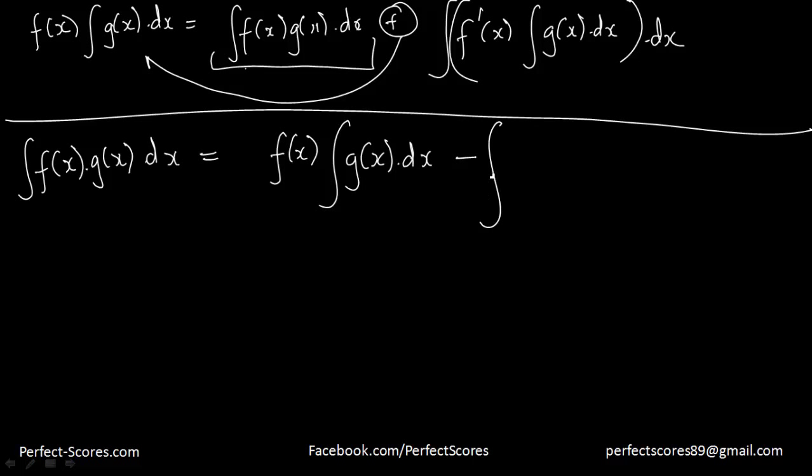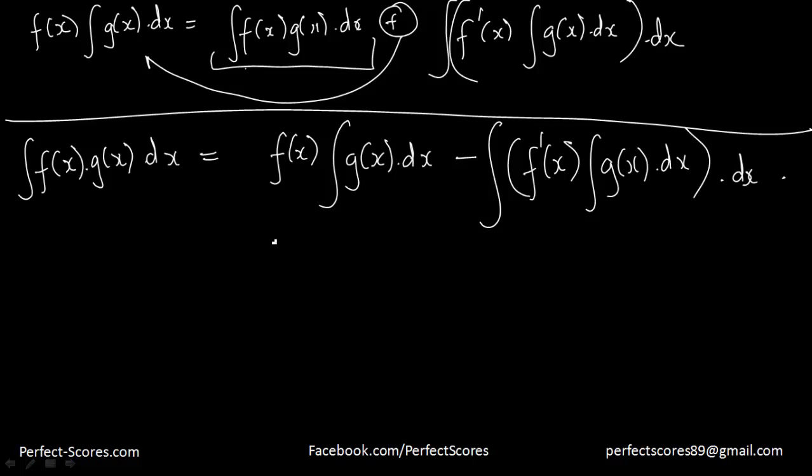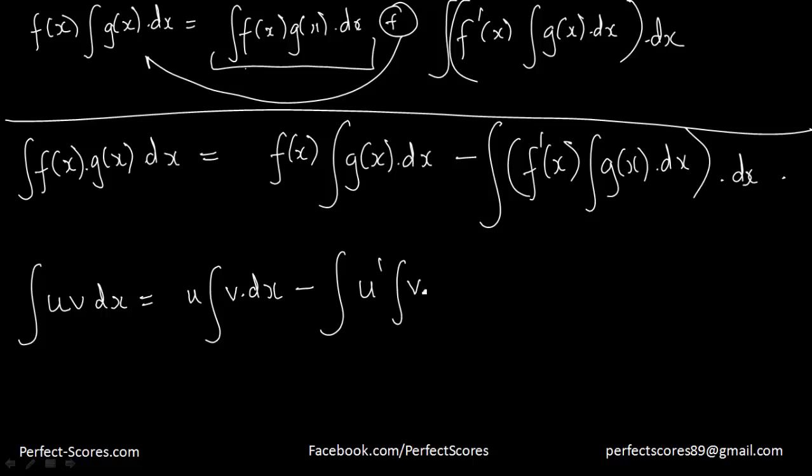the integration of the differentiation of the first function into the integration of the other function, and the whole of dx. Looks very complex, but it's very easy to understand. To put that in another way, the integration of u dot v dot dx is equal to u into the integration of v dot dx minus the integration of u dash into the integration of v dot dx, and the whole dx.